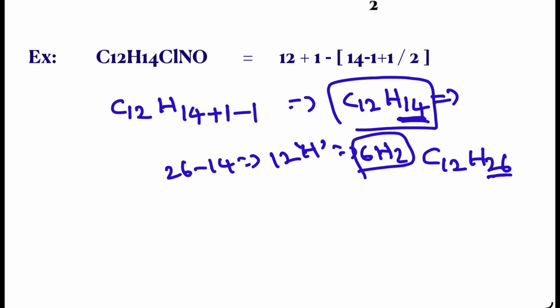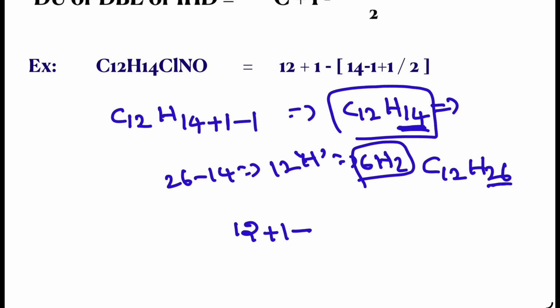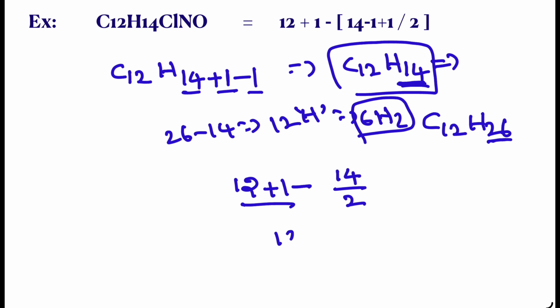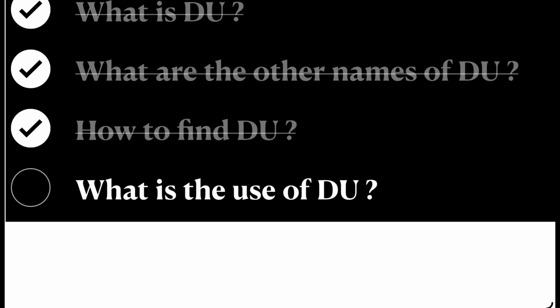Even if you apply the formula, you will get the same thing. That is 12 plus 1 minus hydrogens. Here total hydrogens are 14 plus 1 minus 1, so that is 14 divided by 2. So totally this is 13 minus 7. So the degree of unsaturation is 6. So here how to find degree of unsaturation is also done.